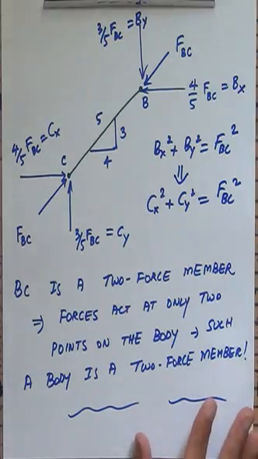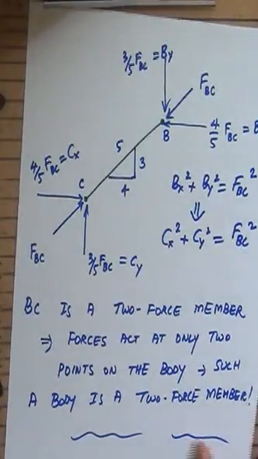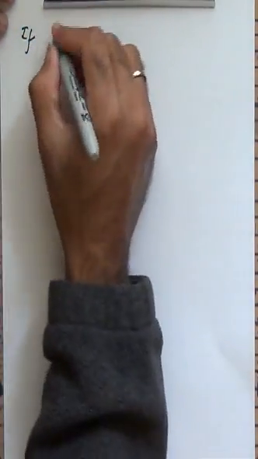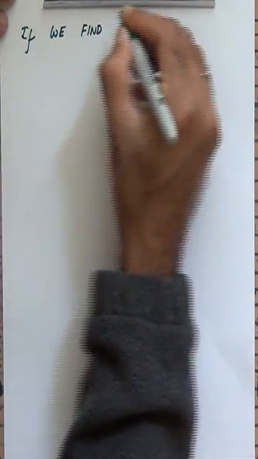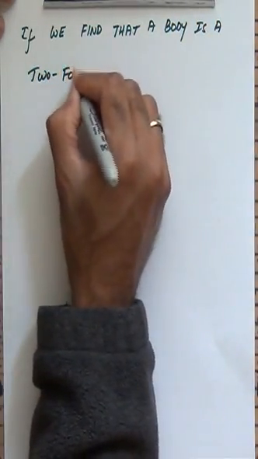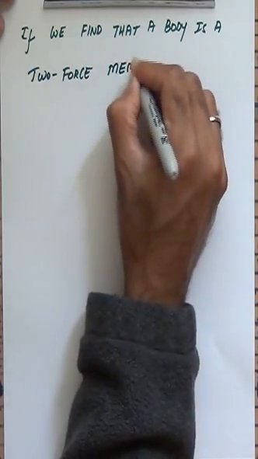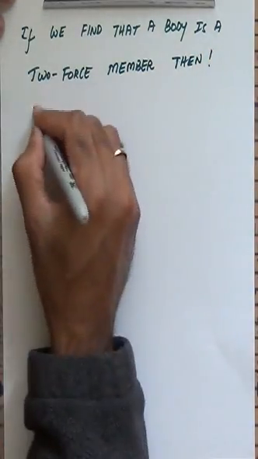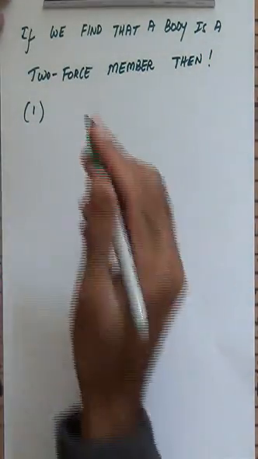So what's the upshot of this? What's the upshot of identifying a 2-force member? And here is the idea. If I know that a body is a 2-force member, then I end up with the following simplifications. So if we find that a body is a 2-force body or a 2-force member, then first thing, forces act at only 2 points on the body.